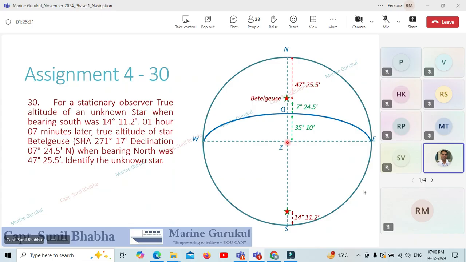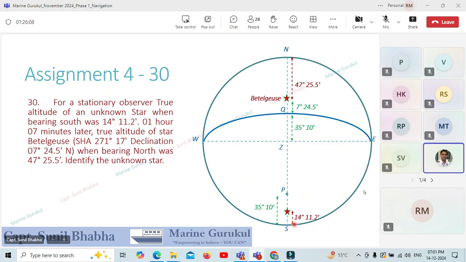Now once I know the latitude, I can mark off the pole also. The pole is 90 degrees away from the equinoctial, and it has to be somewhere here. So this is where the pole is, and I know that the elevation of the pole, or altitude of the pole, in this case S to P, has to be equal to the latitude of the observer, which is 35 degrees 10 minutes. So S to P is 35 degrees 10 minutes.